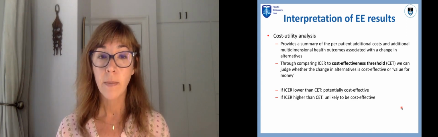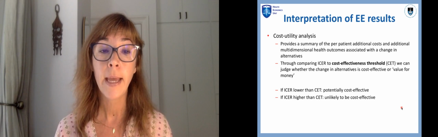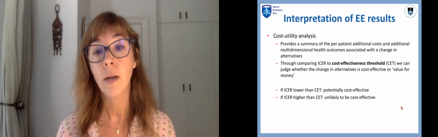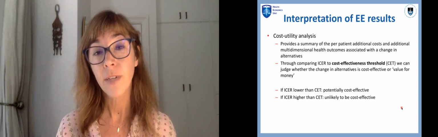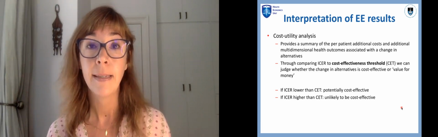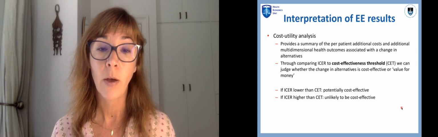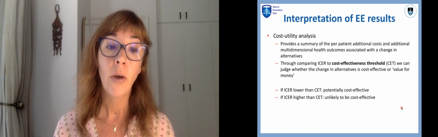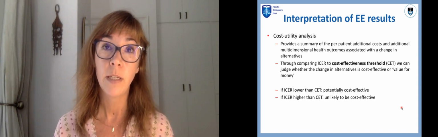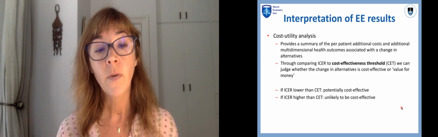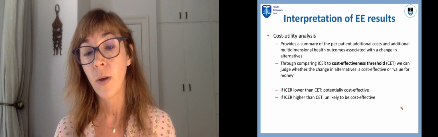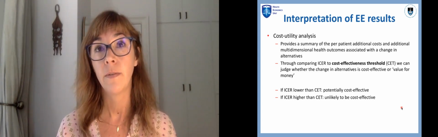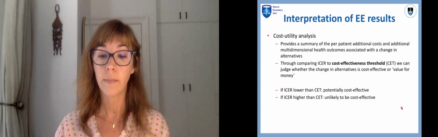So what's great about cost utility analysis is that you can compare your incremental cost effectiveness ratio, your ICER, to an external cost effectiveness threshold. This cost effectiveness threshold basically gives you a sense of whether your ICER is cost effective or not. So if your ICER is lower than your cost effectiveness threshold, you can say that your new intervention is potentially cost effective. But if your ICER is higher than your cost effectiveness threshold, what you have to say is that your new intervention is unlikely to be cost effective within the particular health system that you're considering.